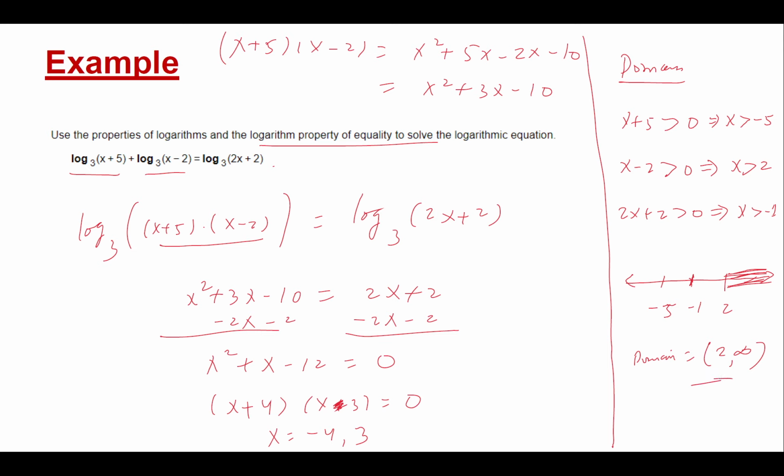But by looking at the domain, we cannot accept anything beyond this domain. So this -4 is outside of our domain. So the answer is x equal to 3 only. Okay, so that's our answer for this problem. We are not going to accept -4 because it's not inside the domain of the log functions we're using here.